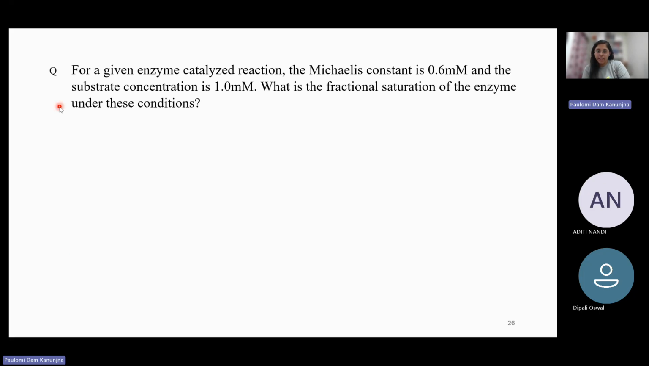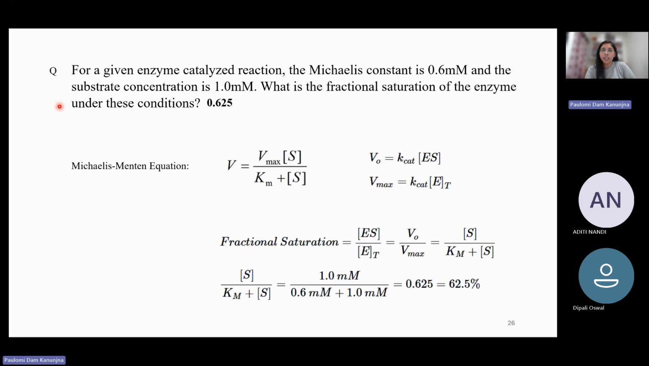Right. I've got the answer. The answer is 0.625 or 62.5, like you mentioned, both of them are correct, because I haven't specified in what terms I want. So you can answer in any way that you want. And since you have got the correct answer, I'm guessing you did exactly what is given on the slide. Just for the people who join later.